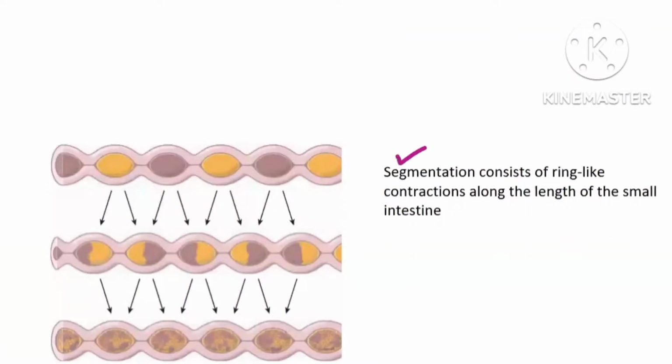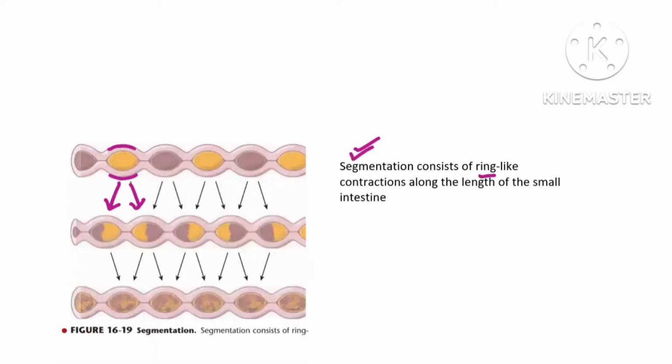Now see, this is a type of segmentation. Segmentation is occurring in the small intestine. It is a type of movement in which ring-like constriction is going on along the entire length of the small intestine. So you can see in this diagram, suppose this area is where the food is, then it is going for the segmentation, and see carefully, the mixing is going on. Simultaneously, contraction and relaxation is going on. As a result, the food is properly mixed. So this is a type of movement which we study in the small intestine.